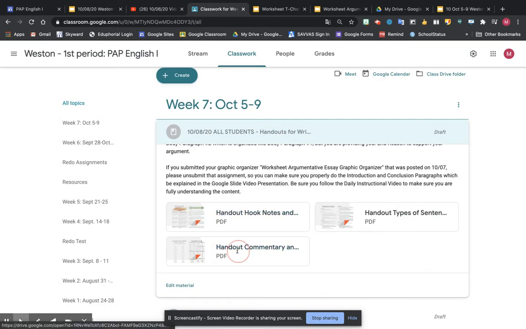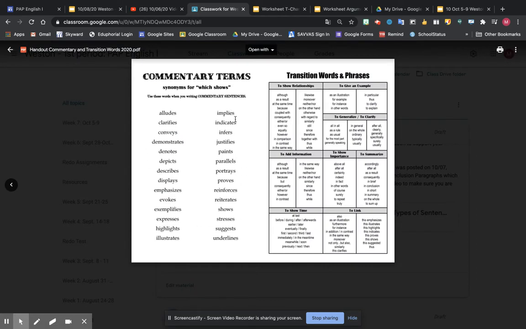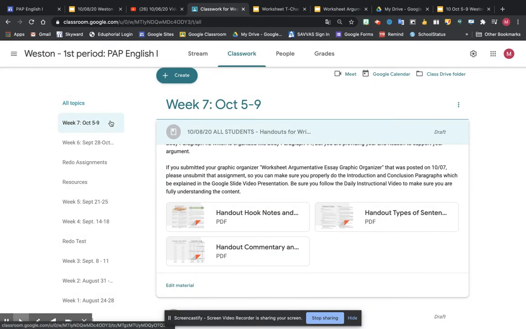In addition to that, I have commentary words. These are good in helping you write commentary sentences. Transition words, which are going to be helpful whenever you're talking about concrete details, or when you're trying to link things, show time, make any kind of relationship connections. These, for example, will be great for the concrete details. So you can always use this. This is going to be a resource that we keep and make sure we reference back to.